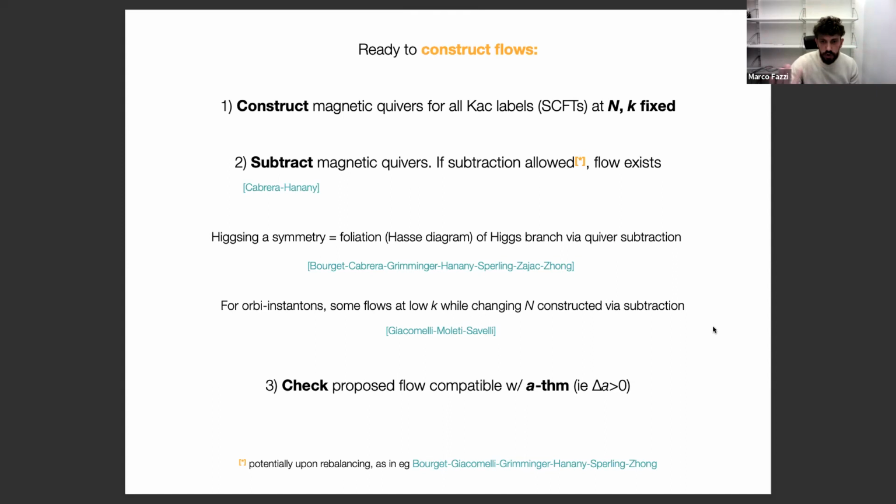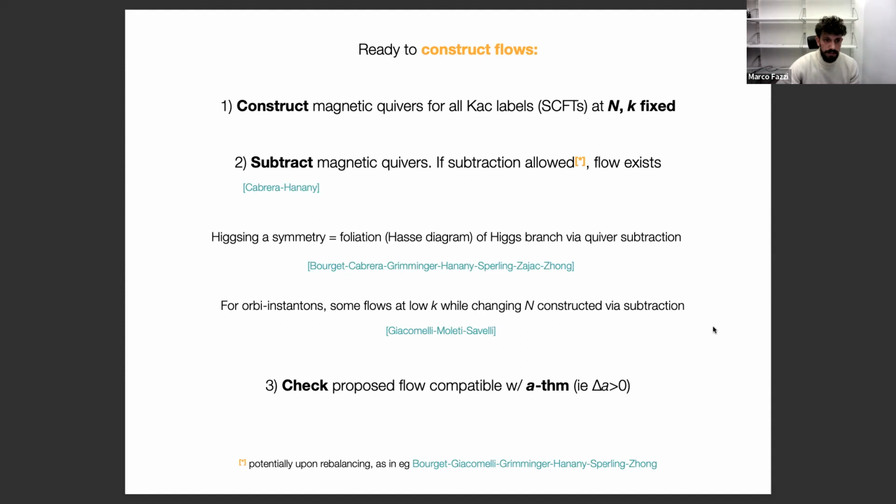But again, these are technical remarks. I will not get into that. So first of all, you construct the magnetic quivers, and use some operation that was introduced in the literature called subtraction of magnetic quivers. If the subtraction is allowed, we propose that a flow exists and we check compatibility with the a-theorem to give strength to the proposal.